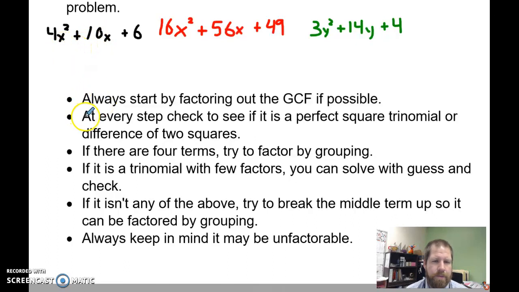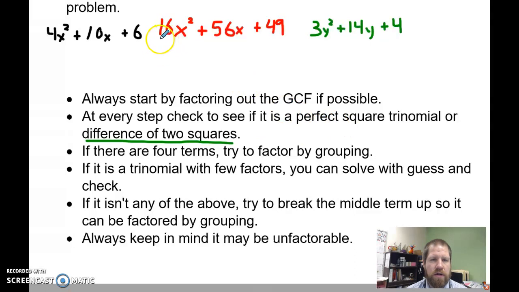You should definitely be checking both before you factor out a greatest common factor and afterwards, if you can factor out a greatest common factor, to see if you have a perfect square trinomial or the difference of two squares. The difference of two squares is usually very easy to recognize because you're just going to have two terms.